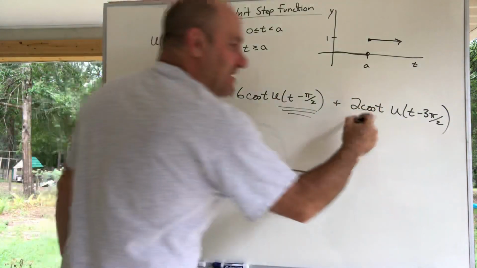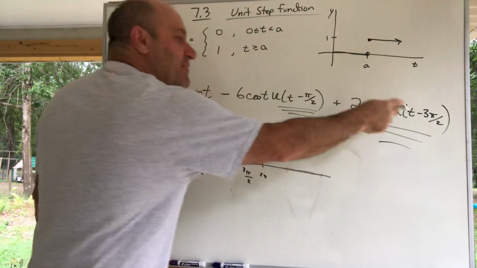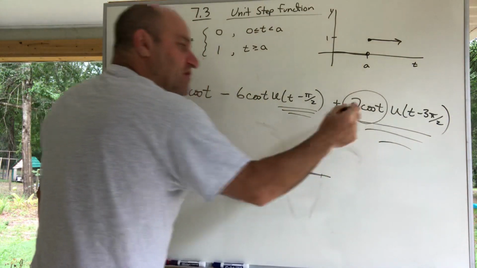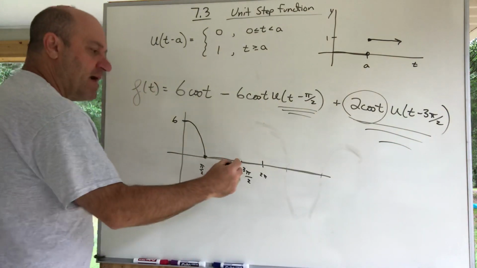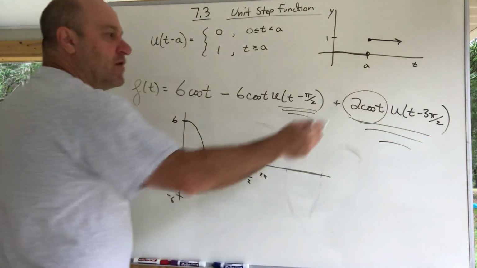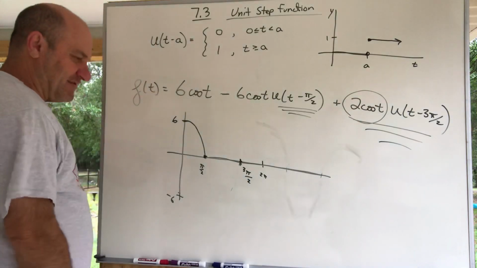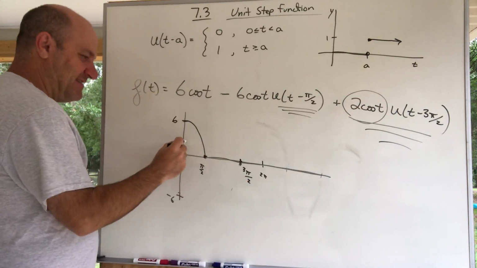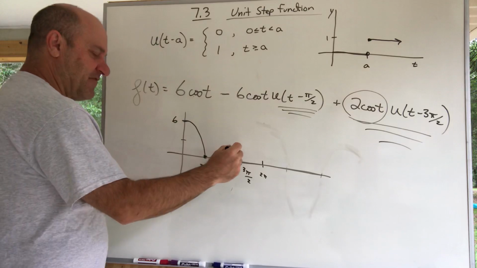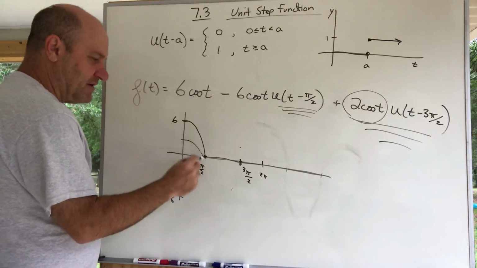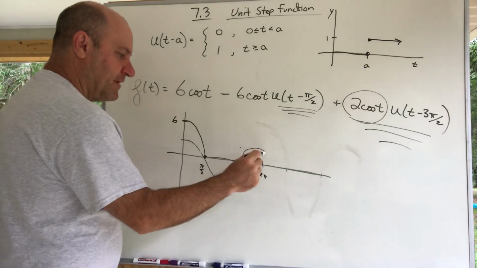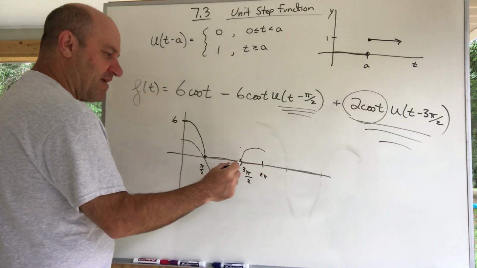Oh, something else does happen. At 3 pi over 2, we're turning this on. Okay, so we would be a 0 the rest of the way, but at 3 pi over 2, we are turning on 2 cosine t. That's interesting. That's a little cosine function with a different amplitude. Oh, but it's getting turned on right there.